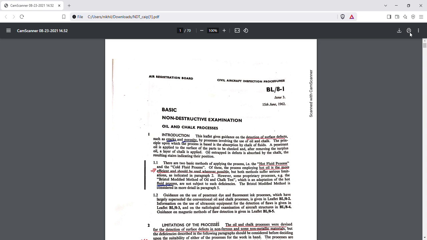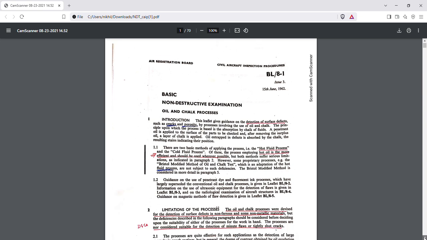Today we're talking about NDT, non-destructive test. In the basic non-destructive examinations, the oil and chalk process. That means introduction. Now we came to introductions.